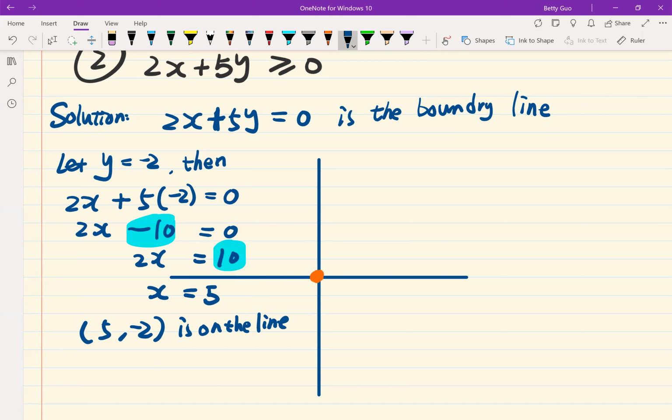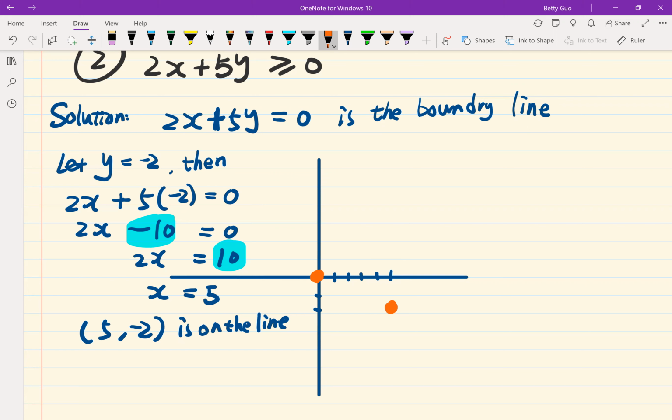Where is the point (5, -2)? Which quadrant? 2, 3, 4, 5. Yeah, quadrant 4, exactly. Right here, right? All right, I'm going to connect the 2 points to graph the boundary line.